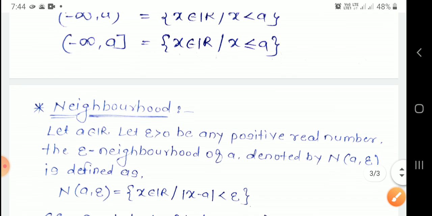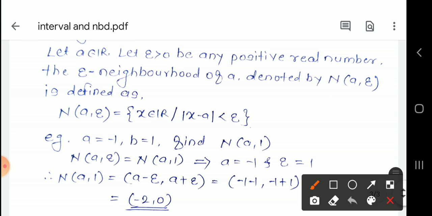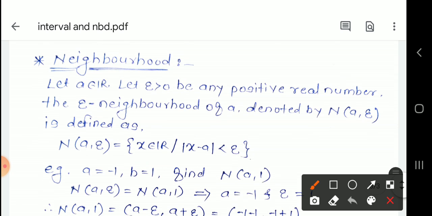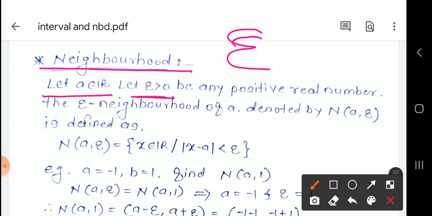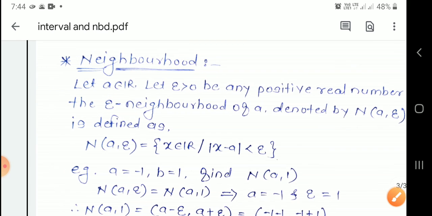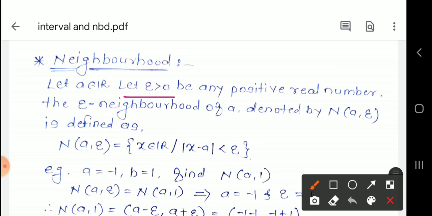Okay, now one more concept here, neighborhood. Now what is neighborhood? Let a belong to R and let epsilon be greater than 0. This term is called epsilon. It is a very small positive number. So let epsilon greater than 0 be any positive real number. Then the epsilon neighborhood of a is denoted by N(a, epsilon). N is the sign for neighborhood, a is the center and epsilon is its radius.